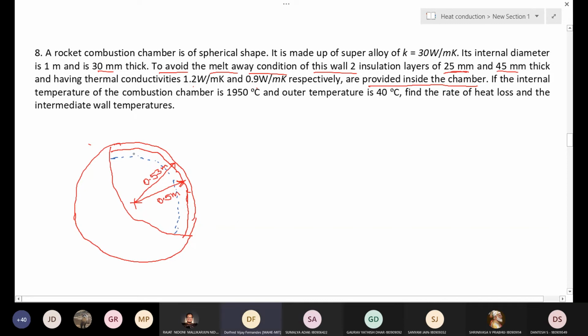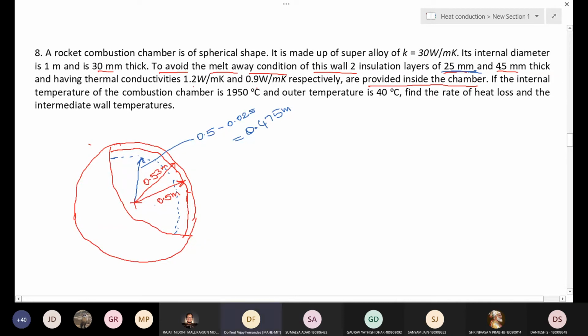So this is the first layer. What is the first layer thickness? 25 millimeter. So then what is the radius here? It is 0.5 minus the thickness 25 millimeter, so that is 0.475 meter.